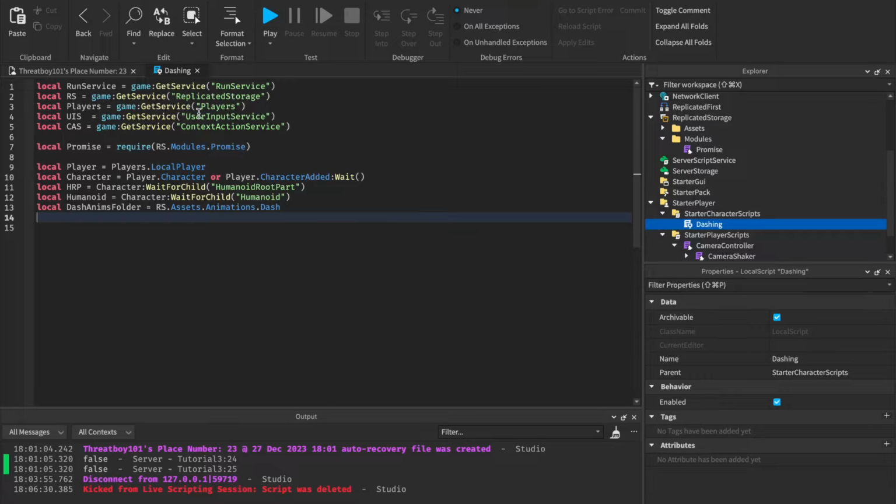For starters, I've went ahead and inserted some boilerplate code for initializing our services that we will be using. And here I've referenced the promise module. And here are just some commonly used variables we'll need.